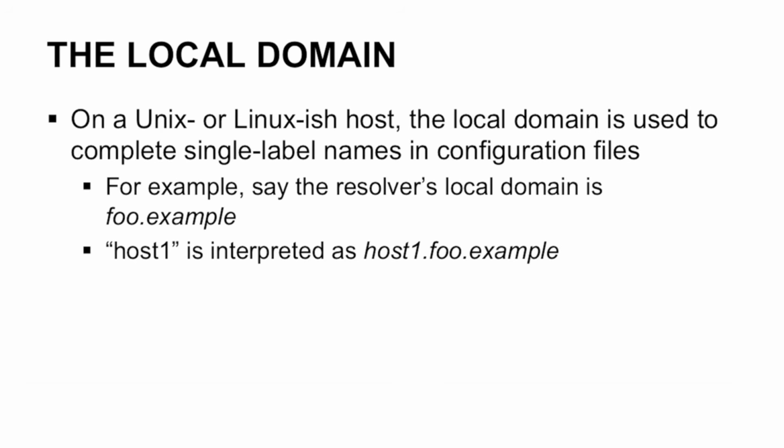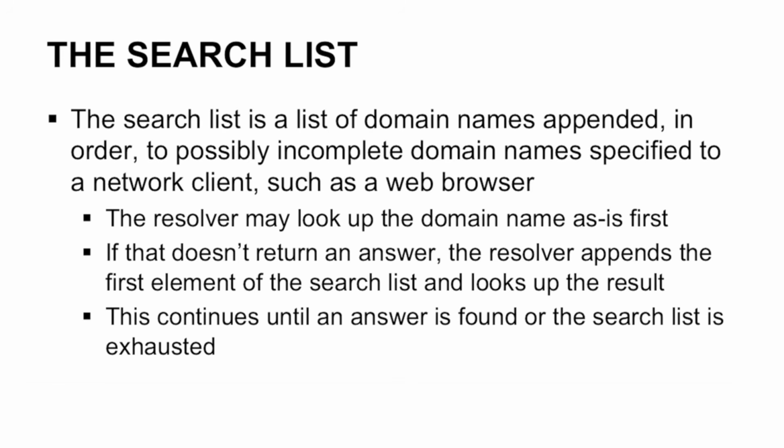The local domain is used to interpret single label domain names in configuration files. If you have foo in a host.equiv or .rhosts file, you obviously don't mean every host on the internet with the first label foo. You mean foo in your local domain. The search list is often applied by network clients, such as SSH clients or web browsers, to complete possibly incomplete names typed as arguments or in the address bar. The elements of the search list are appended to the name in order, and the result is looked up until an answer, usually an address, is found.